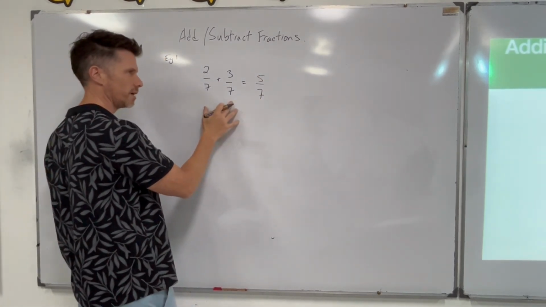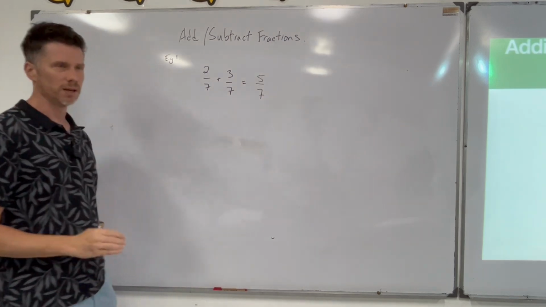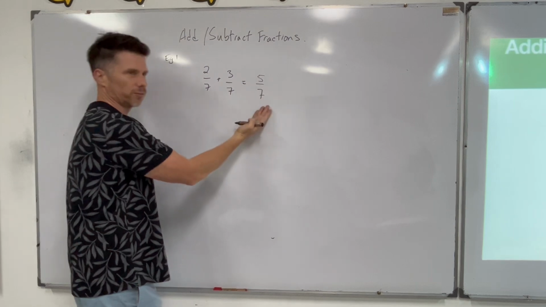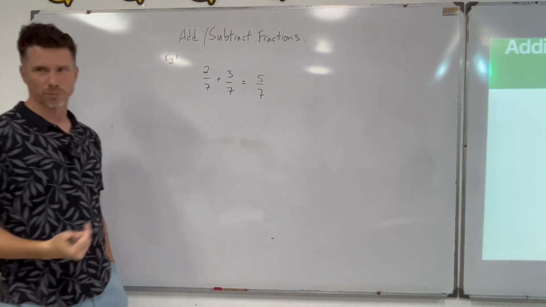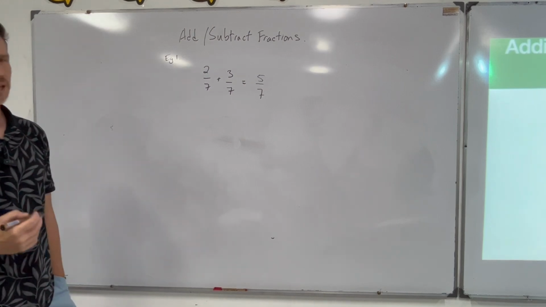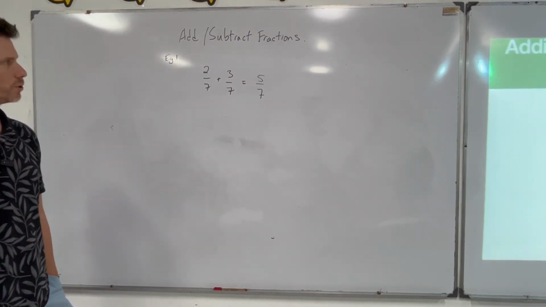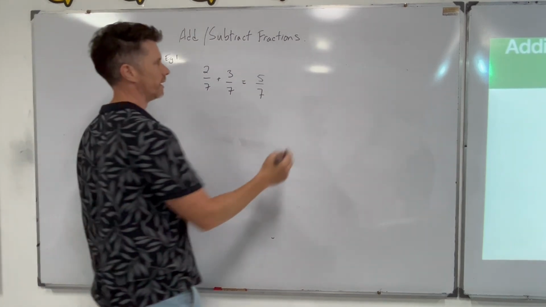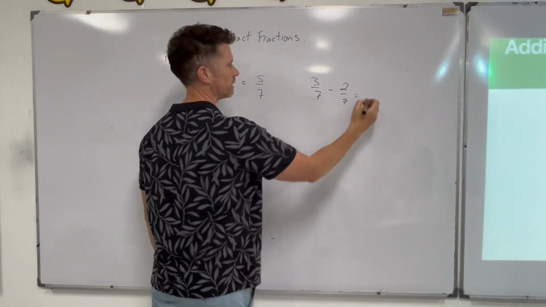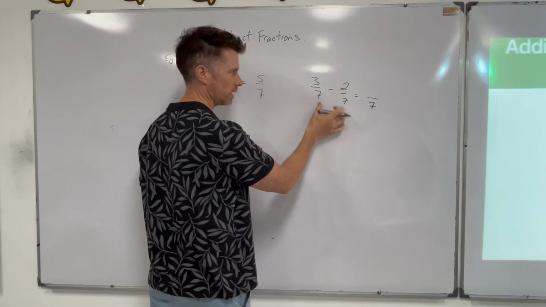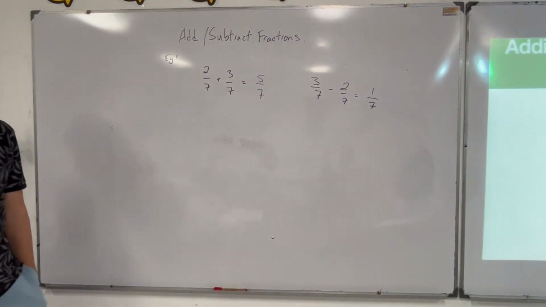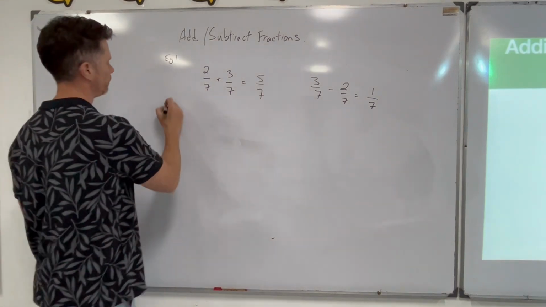We do not add the denominators. The denominator stays the same. If I have 2 of something and 3 of something, I end up with 5 of something. And the something here is sevenths. So just add. As soon as I have the same denominator, I can go ahead and add or subtract. So if that was 3 over 7 minus 2 over 7, then my answer is over 7 again, and I just do 3 minus 2 to give 1. So it's very straightforward if I have the same denominator.